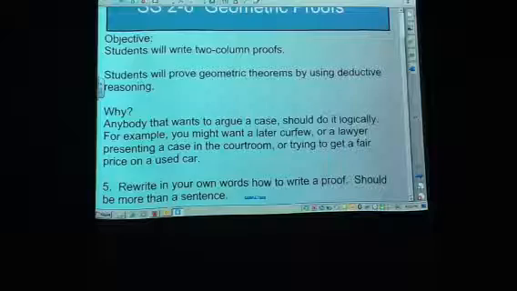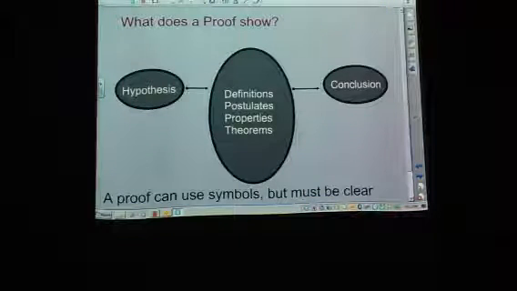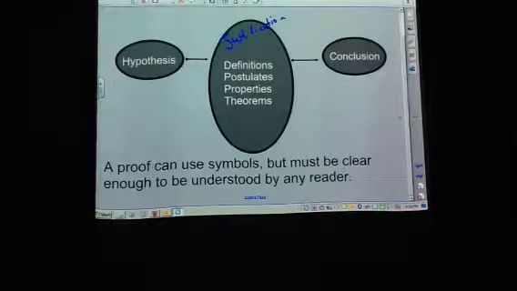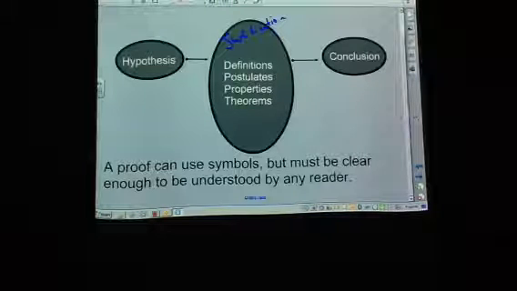Let's go on and see what we're going to do in this lesson. So what does a proof show? Well, we're going to take a hypothesis and come out with a conclusion, and for each step in between, we're going to list a justification. And those justifications are going to be definitions, postulates, properties, or theorems. Proofs can use symbols, but must be clear enough so that anybody who reads it will understand it.